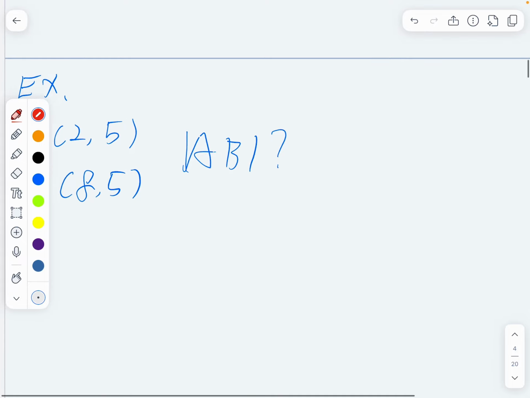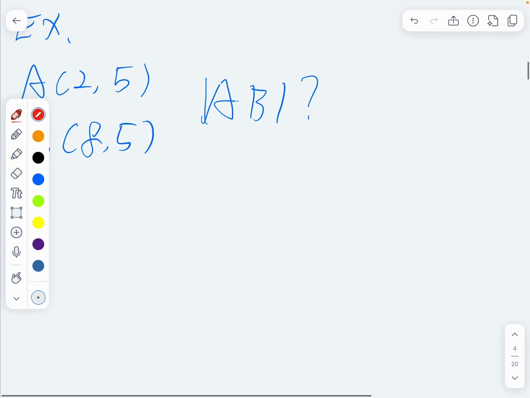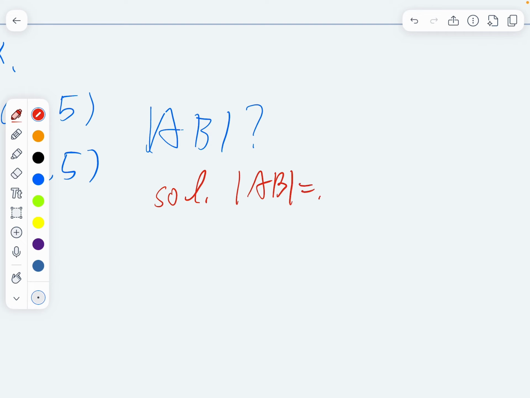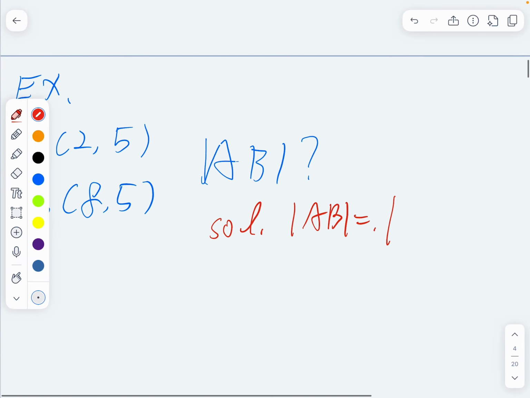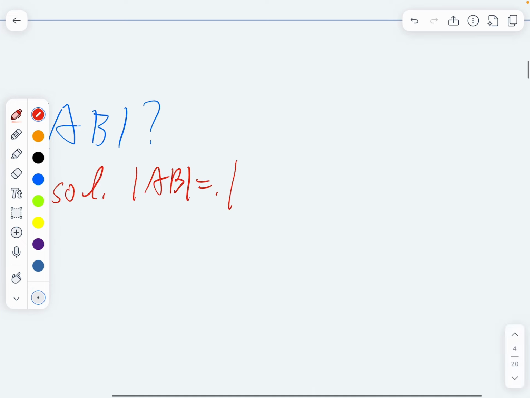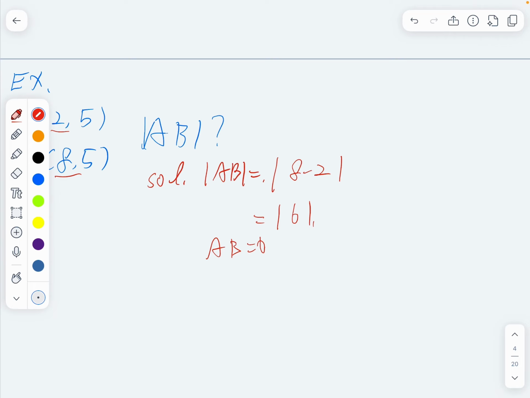Okay, let's give an example here. For A it is (2,5), for B it is (8,5), so what's the length of AB? We can solve it here. The length of AB is equal to x2 minus x1, so that will be 8 minus 2 equal to 6. So the length of AB equals 6. Okay, that's the easy one.